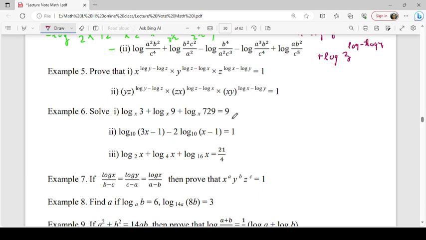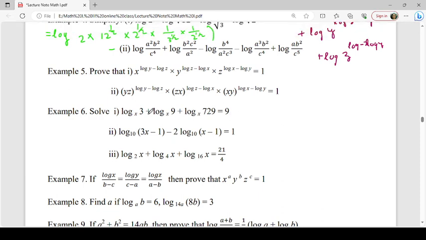Next, log of 3 to the power 3 to the base x. Because the base is the same, we can write log to the base x of 3 into 9 into 729, and this is equal to 9.